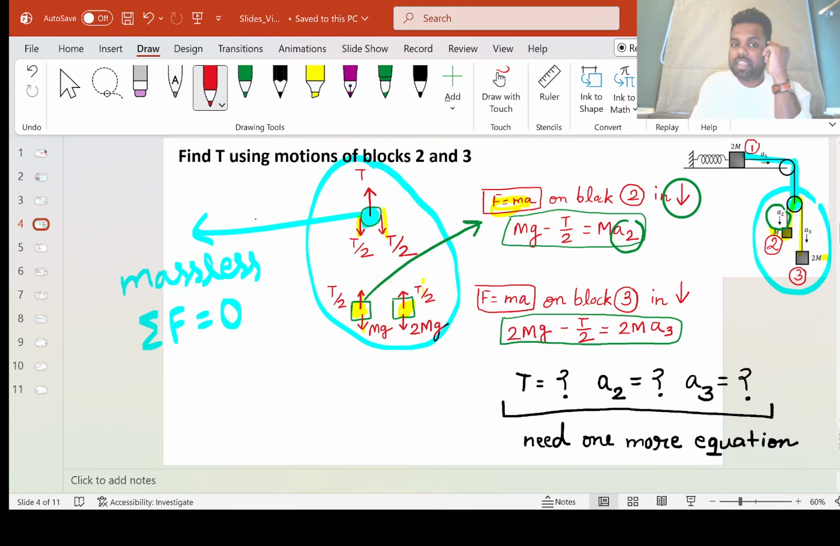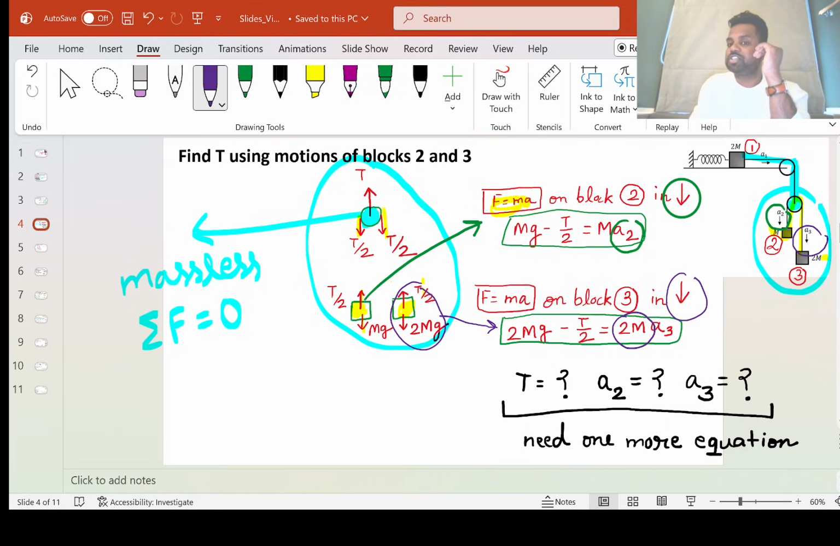Next, we can do block 3. Here, this is block 3, and this is the equation. So 2mg, downward is positive, minus T by 2 equal to the mass of block 3, which is 2m, times a3, where a3 is the acceleration in the ground frame.